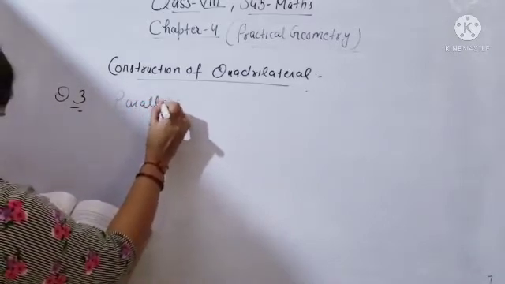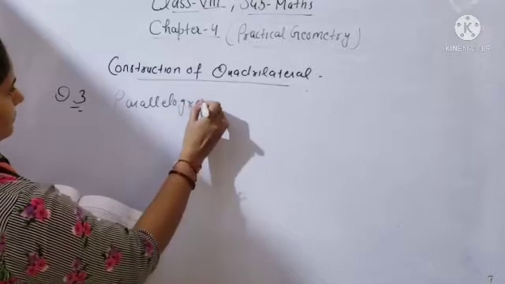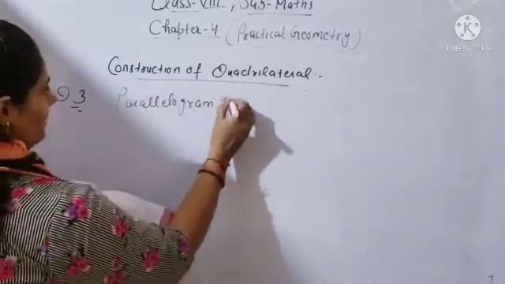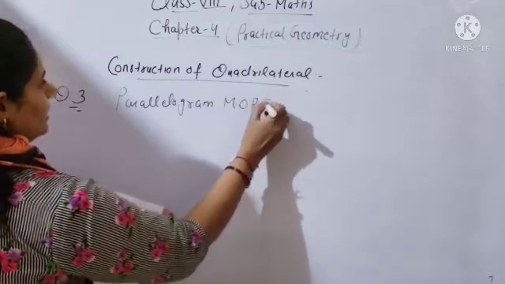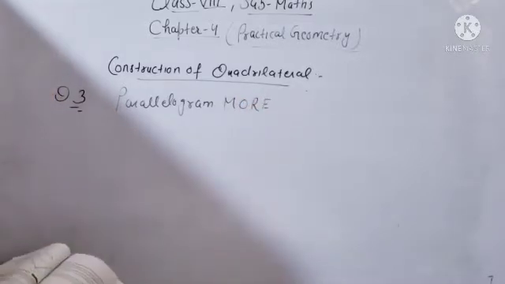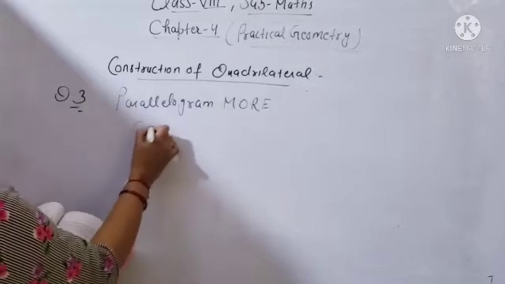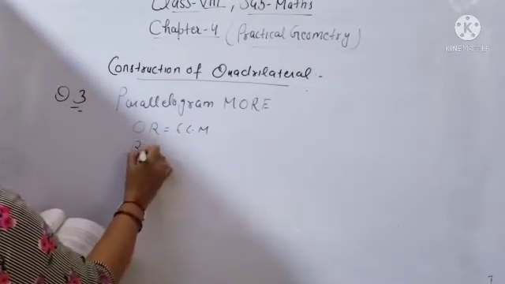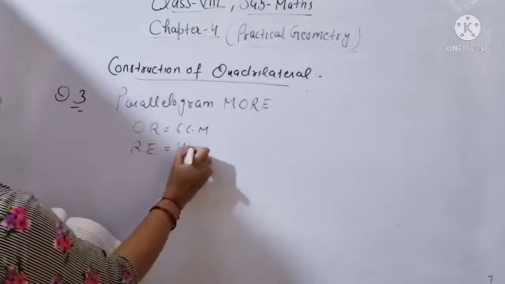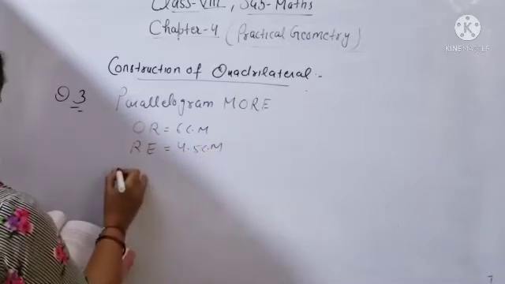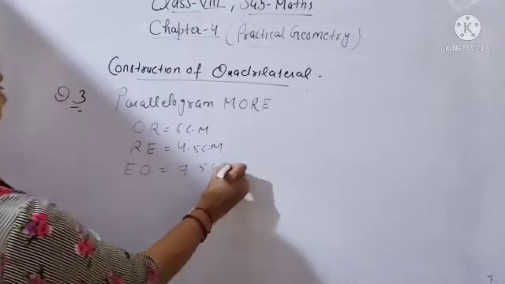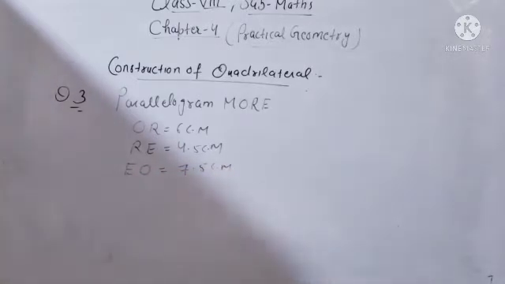Parallelogram M-O-R-E. Okay. What is given? Parallelogram M-O-R-E is given. OR is 6 cm. Next, RE 4.5 cm, EO 7.5 cm. Clear? After that you have to draw the parallelogram.